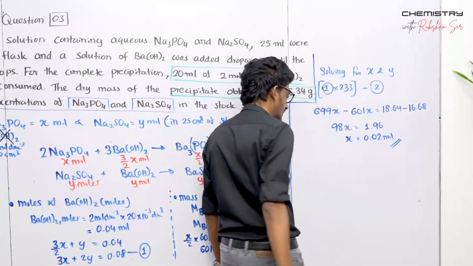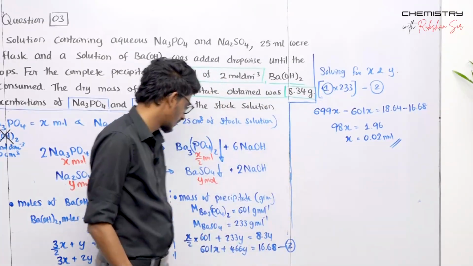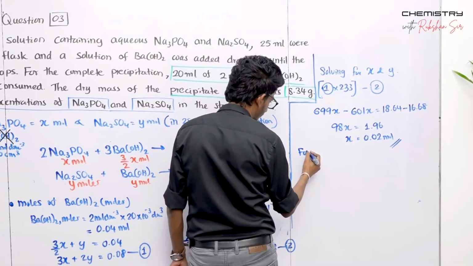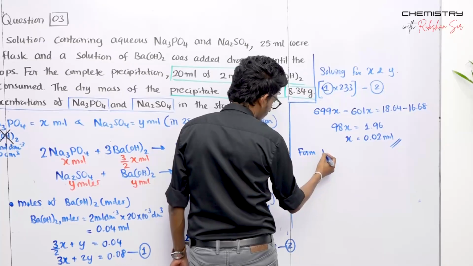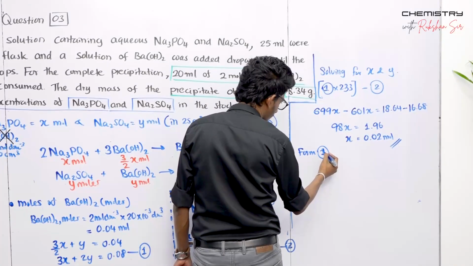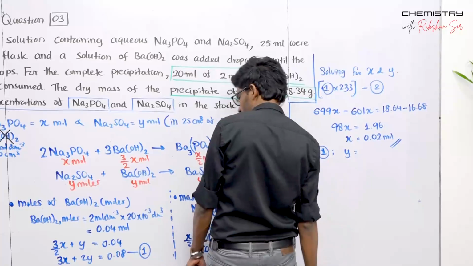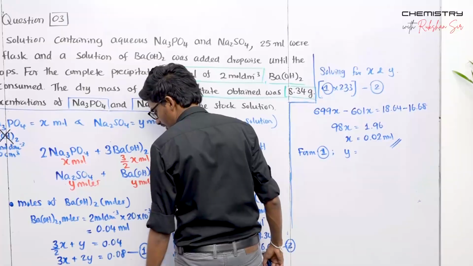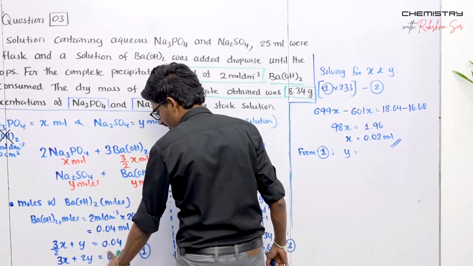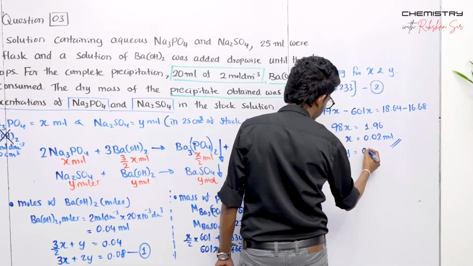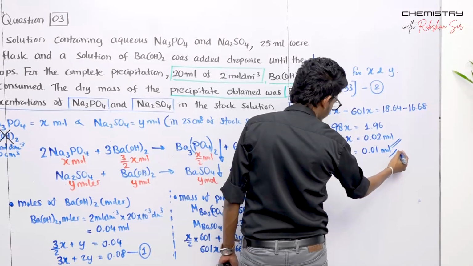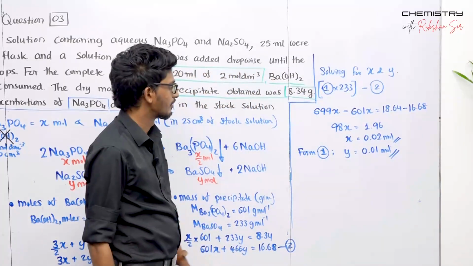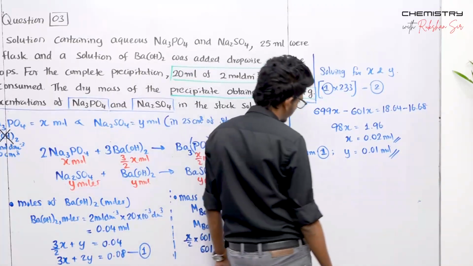So x is solved. So you can use this value in equation 1 to come up with y. From 1, x is 0.02, so 0.02 into 3 is 0.06, and so 2y is equal to 0.02, so y is 0.01. So those things are done. Solving is done for x and y. So finally achieving the goal.